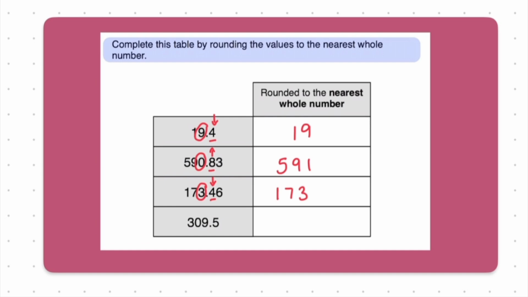And finally, 309.5. So we are circling our 9, underlining our 5. 5 is telling us to climb the vine. It's telling us to go up. So we can see 309.5 to the nearest whole number is 310.